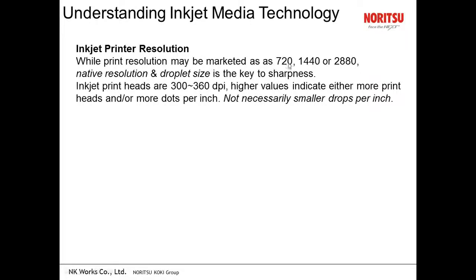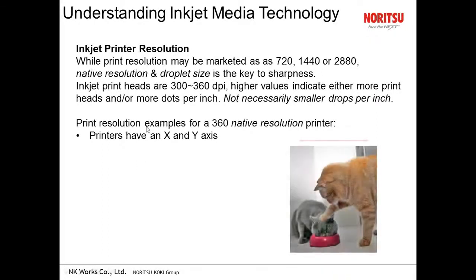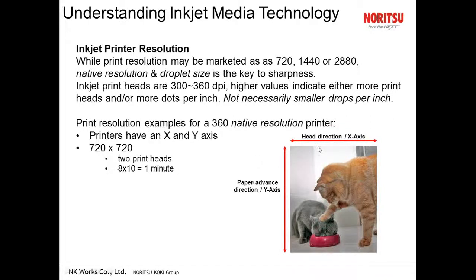So then, what is a 720, 1440, and 2880 printer? Well, let's take the native resolution of a 360 dot per inch printer, and in this example, it's a QSS green. So when we look at the print, we talk about the x-axis and the y-axis. The x-axis is the travel of the head. The y-axis is the advance of the paper. The Noritsu printer in standard mode is a 720 by 720 printer because we have 2 heads. The making of an 8 by 10 takes approximately 1 minute on a QSS screen.